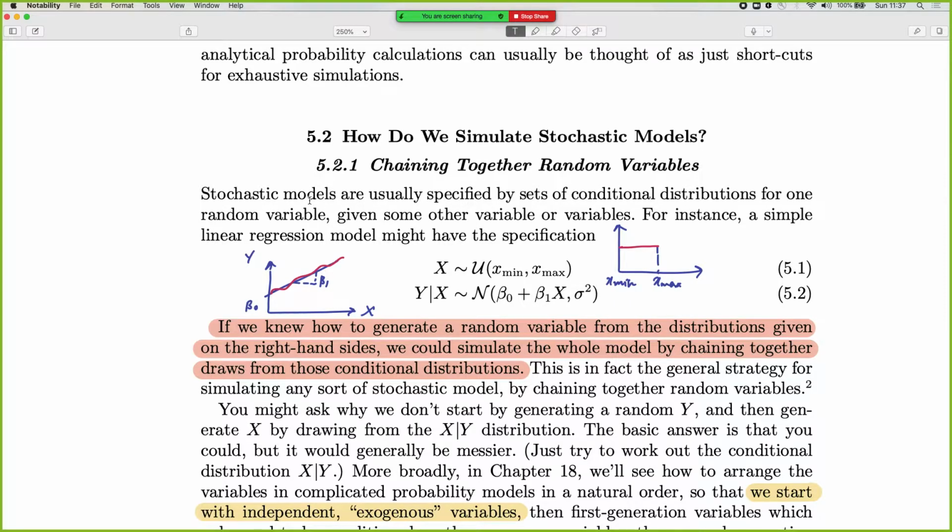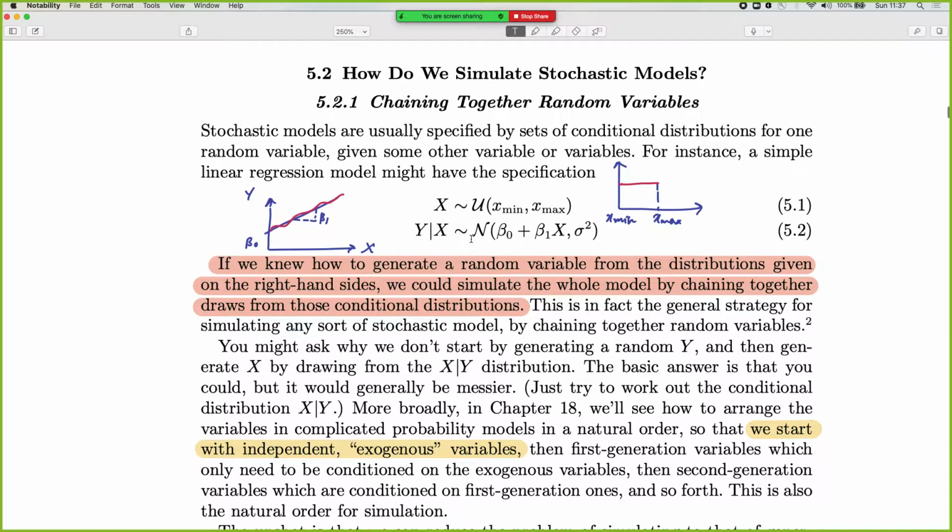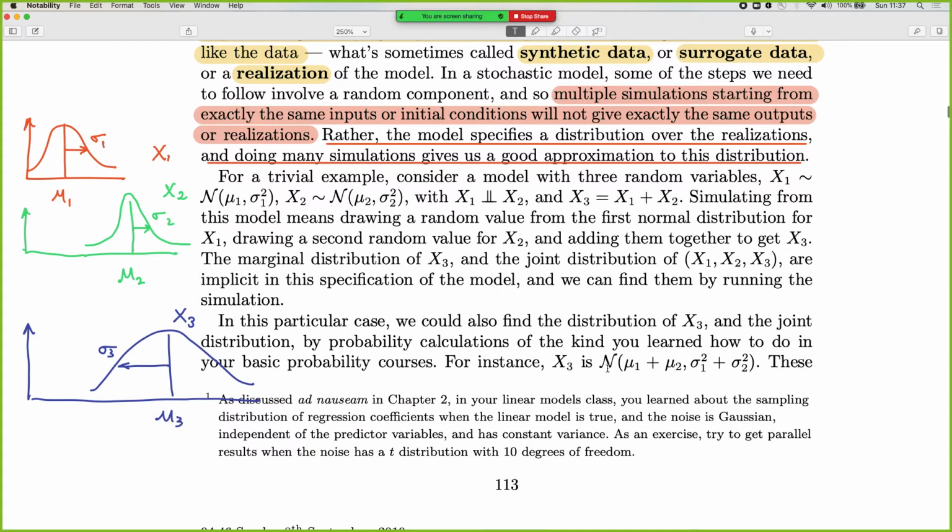How do we simulate stochastic models? Chaining together random variables. I feel like we covered this because he's saying the same thing essentially, except this time he's using conditional distributions, which is technically the same thing. Like x3 conditional on x1 and x2 is drawn from this.